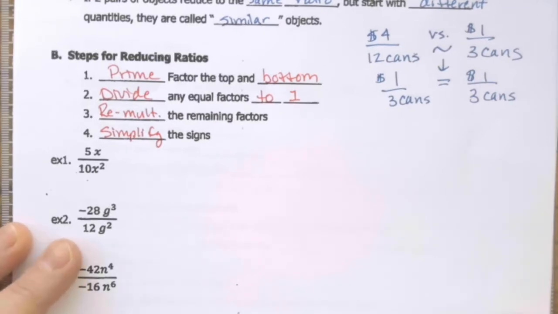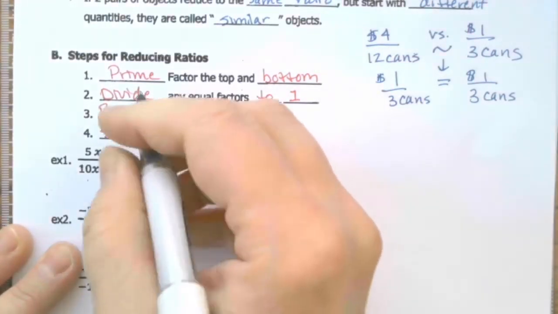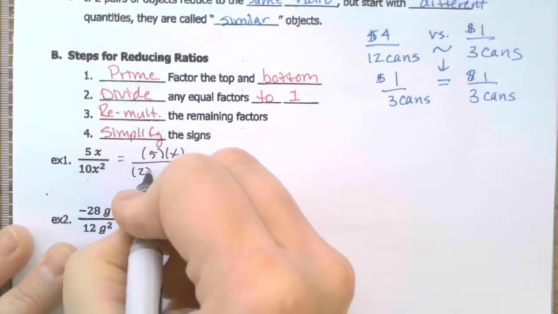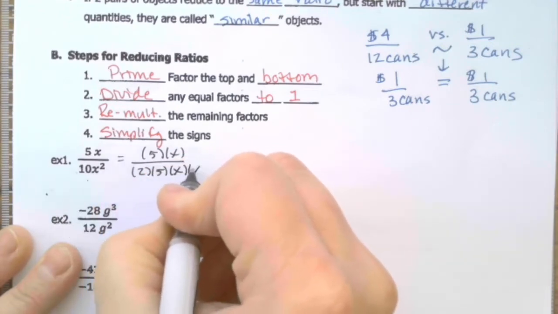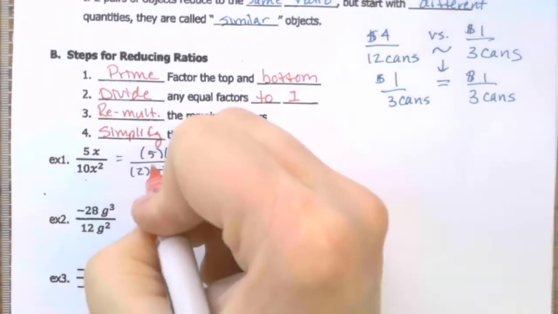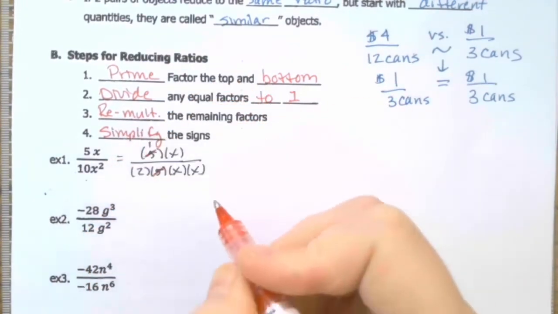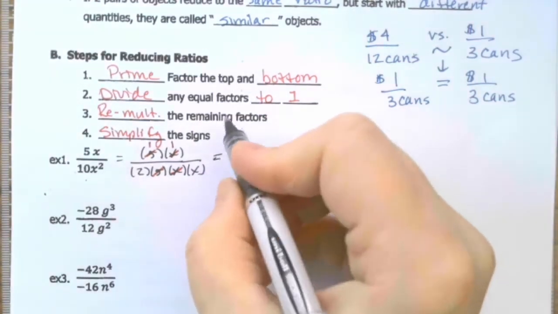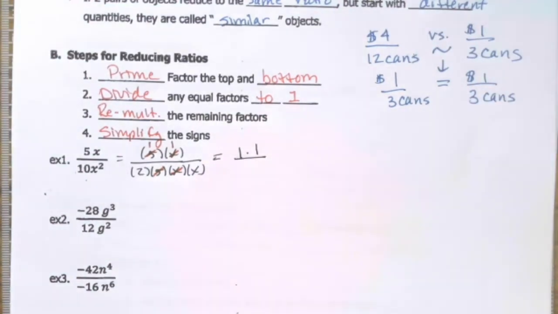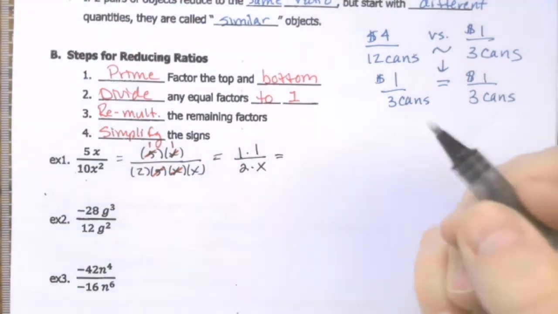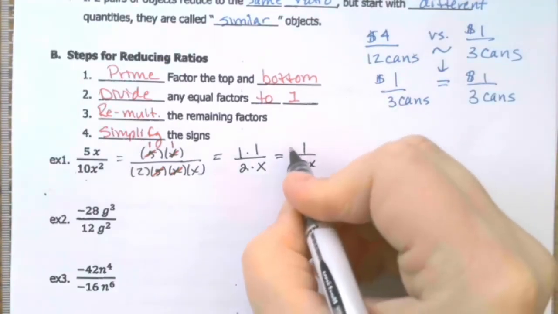All right, so example 1, 5x over 10x squared. 5x factors into 5 times x. 10x squared factors into 2 times 5, x and x. So now what we do is divide any equal factors to 1. So 5 goes into 5 one time, x goes into x one time. So now what we have is 1 times 1 on the top and 2 times x on the bottom, which we finally simplify into 1 over 2x.